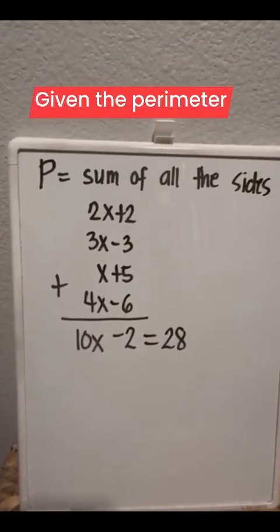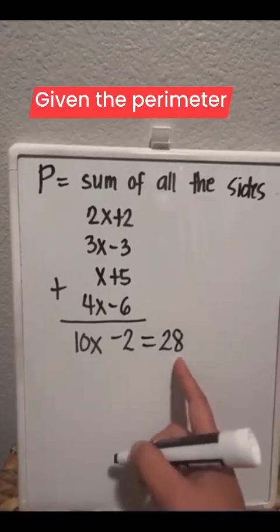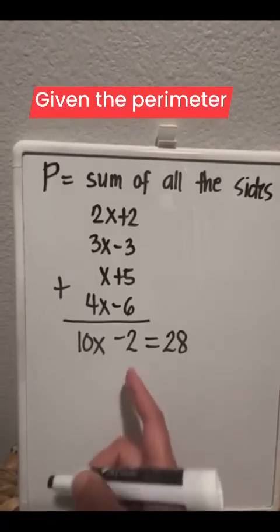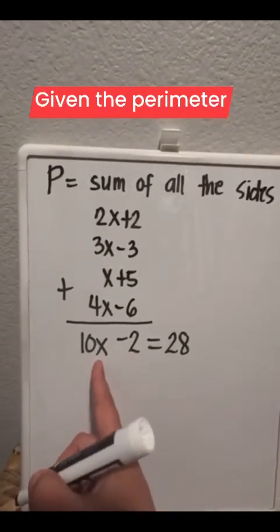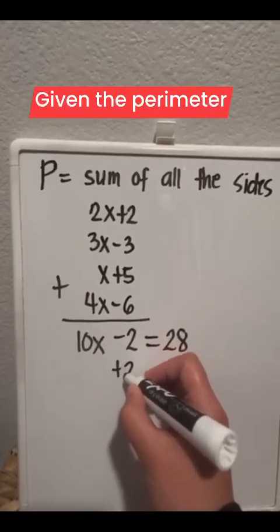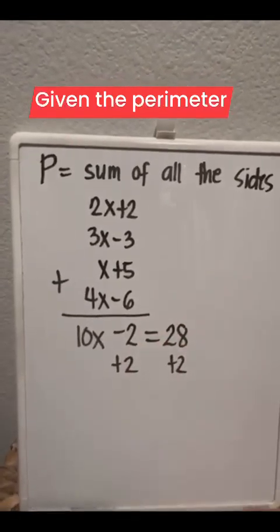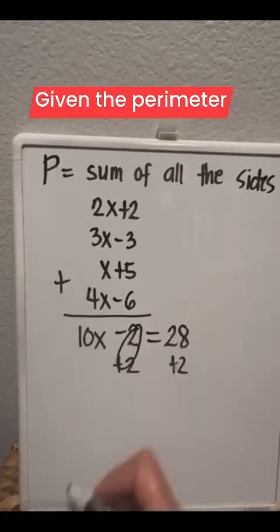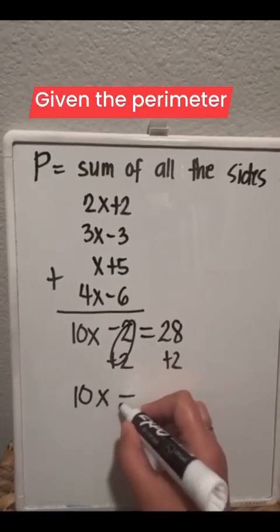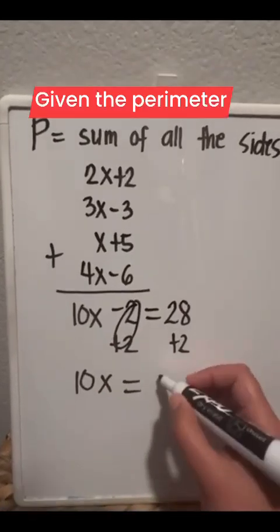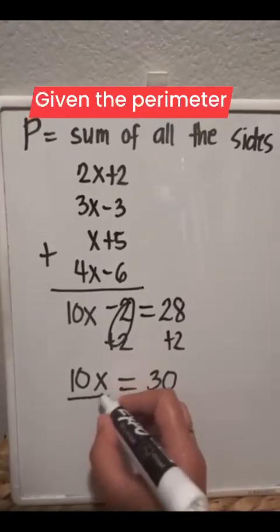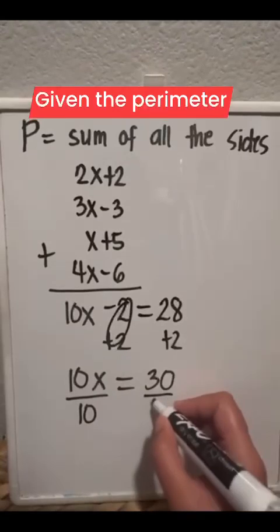Okay? So now, using this equation, we can find the value of x. So, let's start by isolating the variable x. And to do that, you add 2 on both sides, okay? And this will be 0. So, what's left is 10x, which is equal to 28 plus 2. That's 30, okay? And divide both sides by 10.